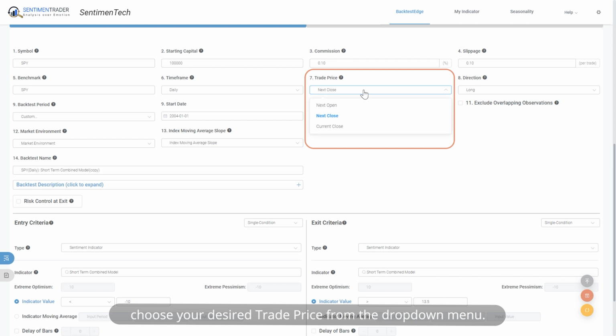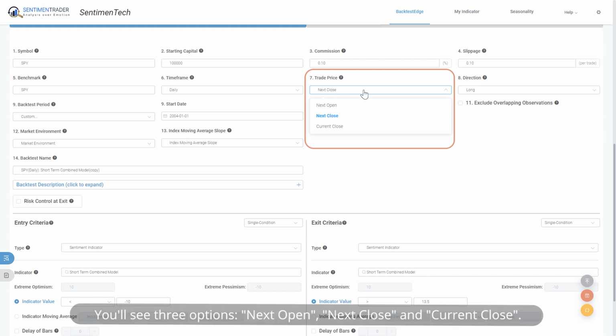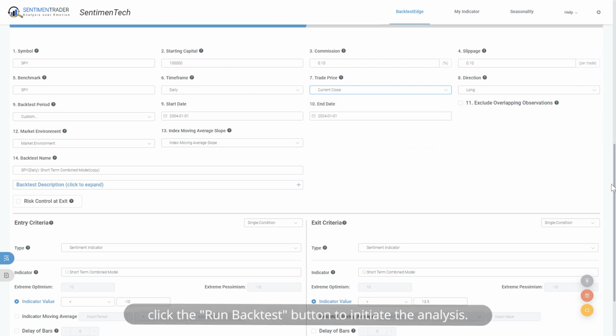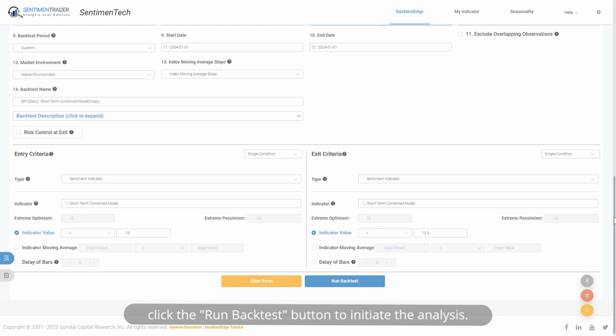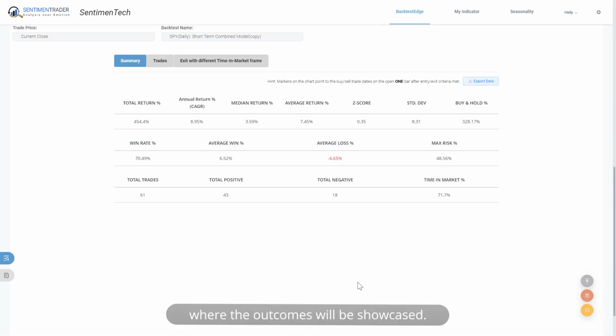Next, choose your desired trade price from the drop-down menu. You'll see three options: next open, next close, and current close. Now, let's set the trade price to current close. Next, click the Run Backtest button to initiate the analysis. Once it's complete, you'll be taken to the Results tab, where the outcomes will be showcased.